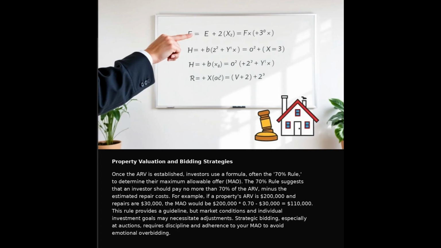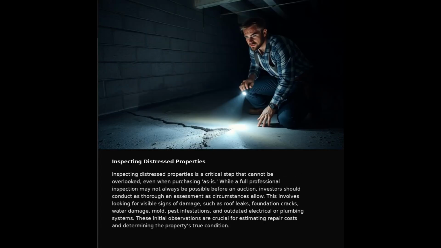Strategic bidding, especially at auctions, requires discipline and adherence to your MAO to avoid emotional overbidding. Inspecting distressed properties is a critical step that cannot be overlooked, even when purchasing as is.